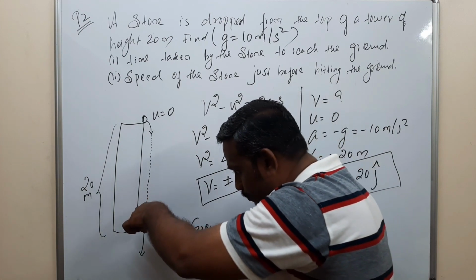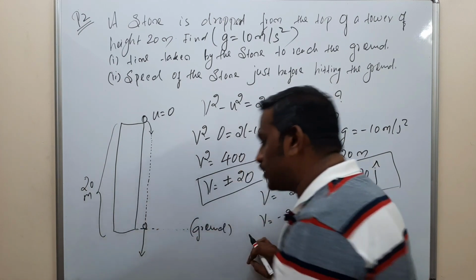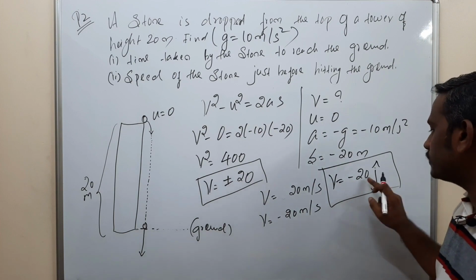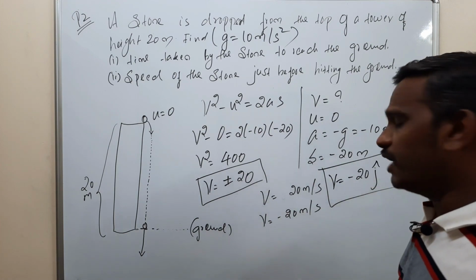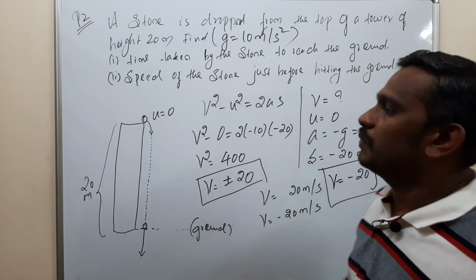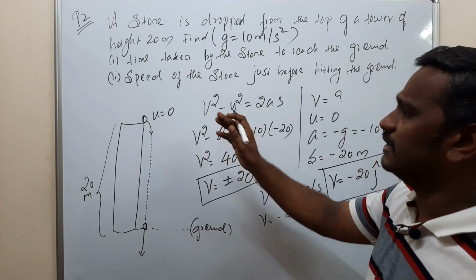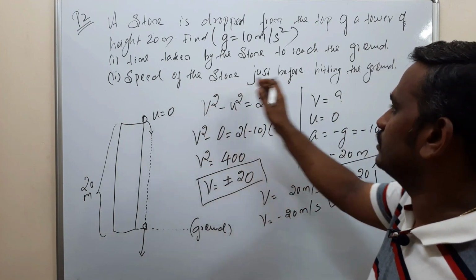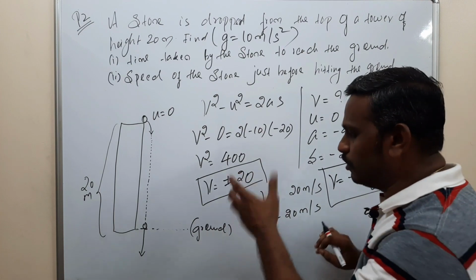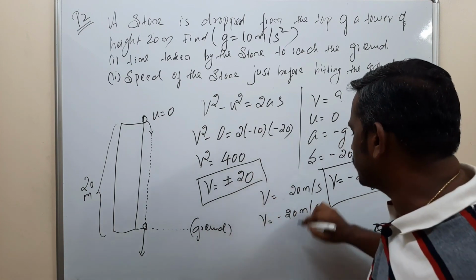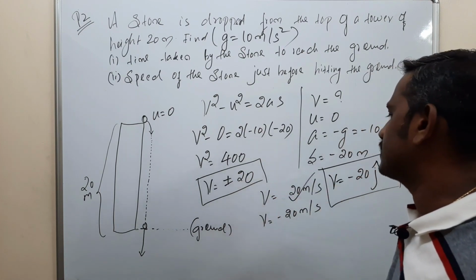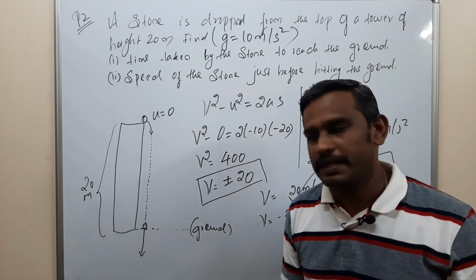So the velocity at this point is acting in the negative y direction. So v is equal to minus 20 j cap. J cap is the unit vector in the negative y direction. In our question, it is asked the speed of the stone just before hitting the ground. So speed only. The answer is v is equal to 20 meter per second. Okay, clear?